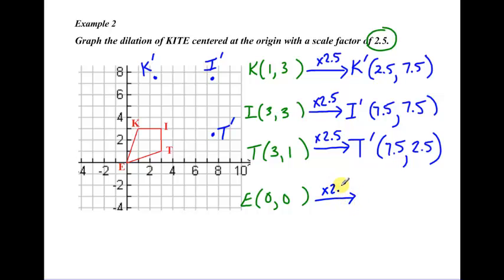Now we're going to multiply 0 by 2.5. Hope you know your times table. 0 times 2.5 is 0, and 0 times 2.5 is 0. So notice that E prime, that's the only point that didn't go anywhere. This is E prime, and it's still right where it started because why? Because that's the center, and the center doesn't move.